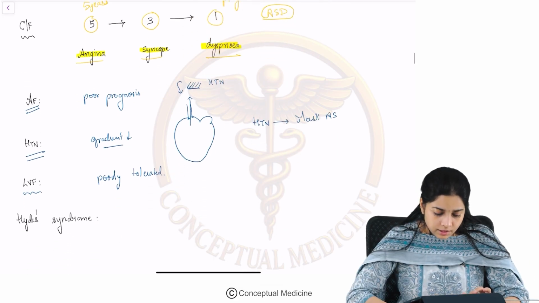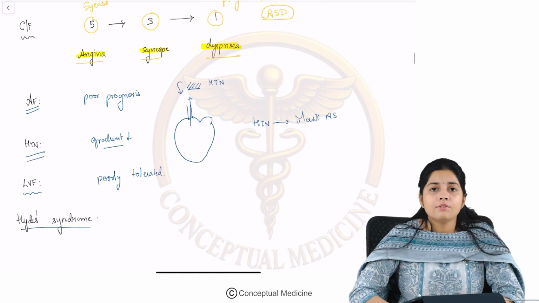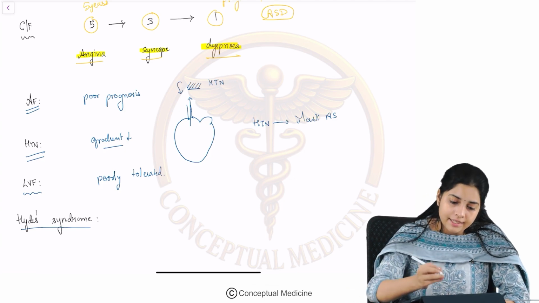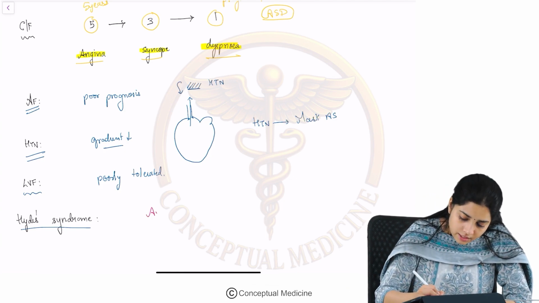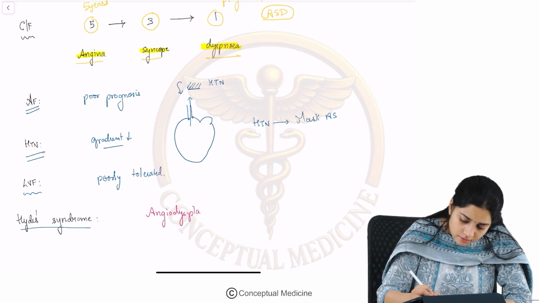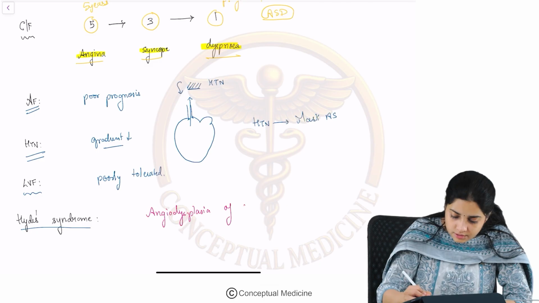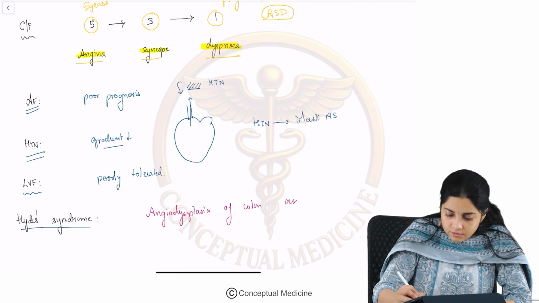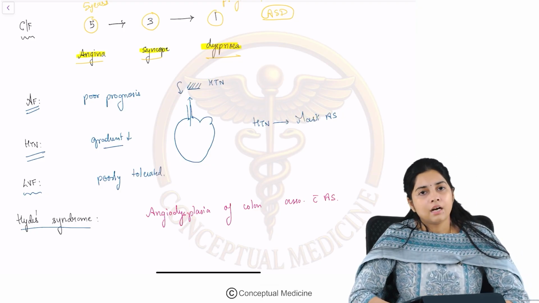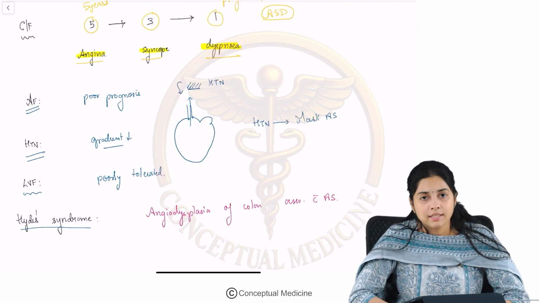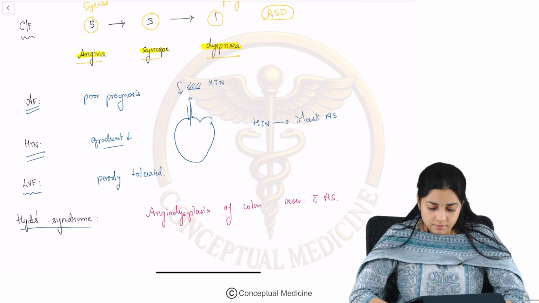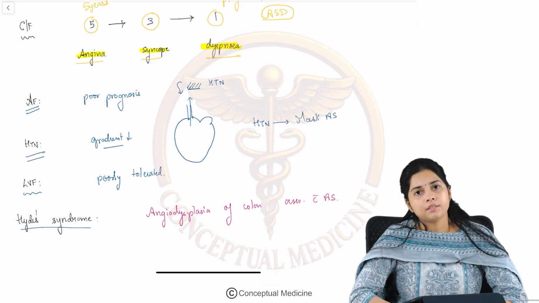Okay. Another very important clinical syndrome that you should remember is the Heyde syndrome, which is nothing but angiodysplasia of the colon. Angiodysplasia of the colon associated with aortic stenosis is what we call the Heyde syndrome. Okay, and there is bleeding per rectum associated with aortic stenosis.